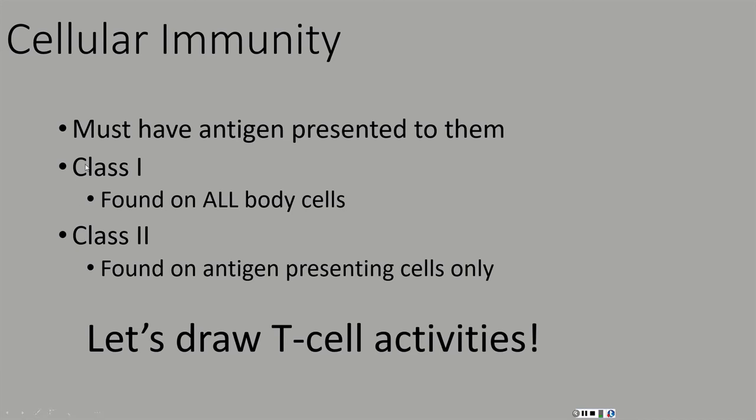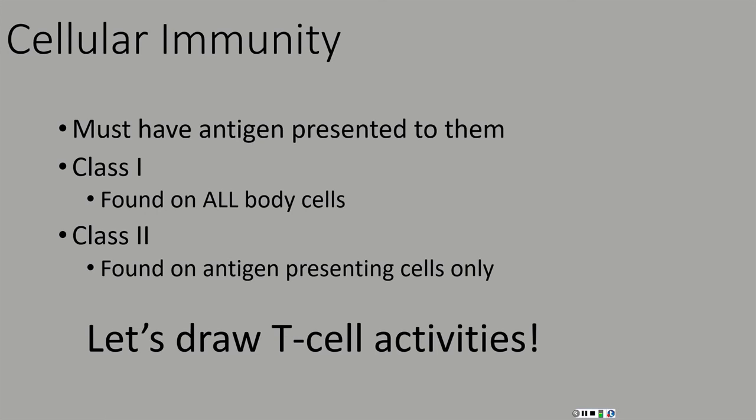MHC class 1 is found on every nucleated cell in your body. So all of the real cells in your body that are not, like red blood cells, remember they don't have a nucleus. Thrombocytes, they don't have a nucleus. So all body cells that are true body cells have MHC class 1. MHC class 2 is found on antigen-presenting cells, and that's all. So class 1, class 2, they're going to have similar function, but there's a little bit of difference, and they are found on different types of body cells.